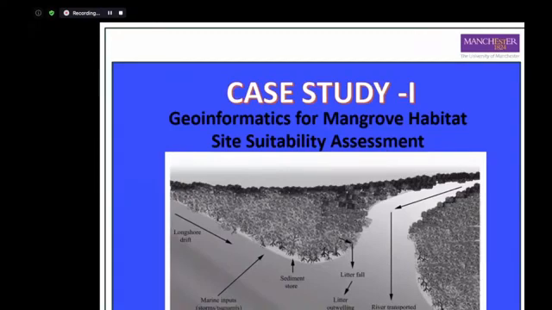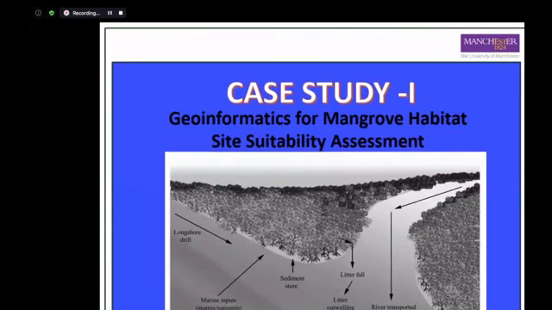Okay, so the first case study: Geoinformatics for mangrove habitat site suitability assessment. I chose this case study because a few days back West Bengal faced the huge Amphan super cyclone. So our students, our next generation, should learn about what is happening in our Sundarban. I did my PhD in the Sundarban area, so that's why I chose this.